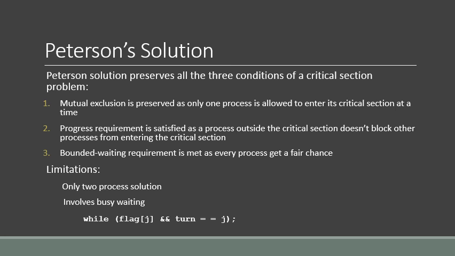When both of these conditions in the while loop become true, the process must wait. It will keep looping in this while statement until one of these two conditions becomes false. The time when the process is looping in this while statement is known as busy waiting. During this time, the process cannot move to its critical section. It must wait at this while loop.